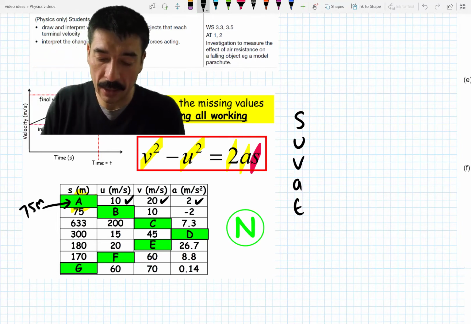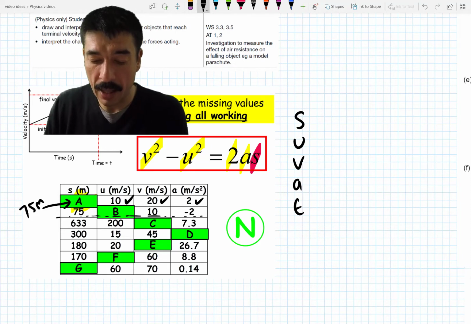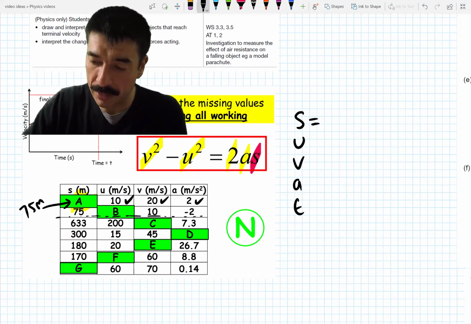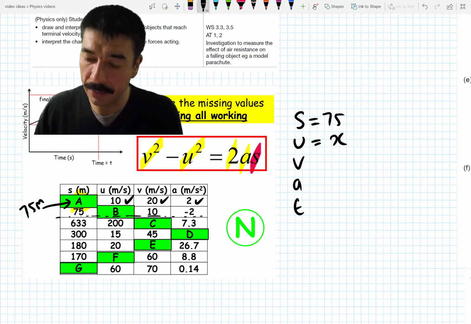You can just collate all the things you might know in the question. So in this next line I'm trying to work out, right, so this is saying we know the displacement is 75. We don't know the initial velocity. That's the missing value.